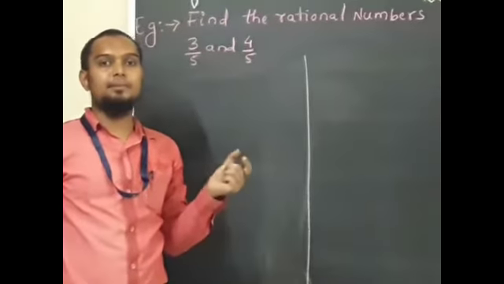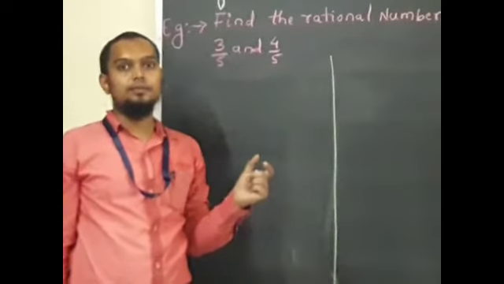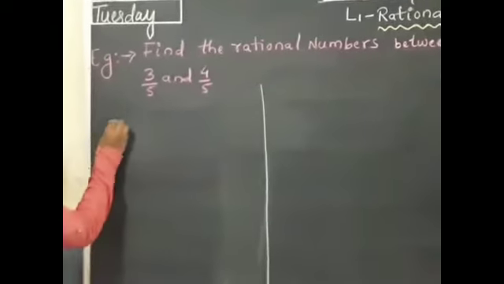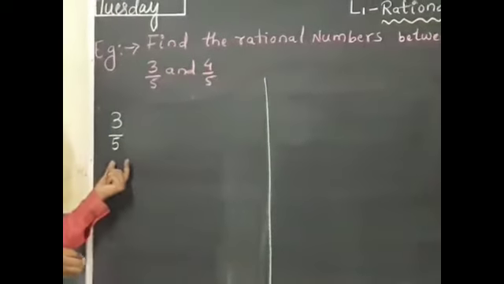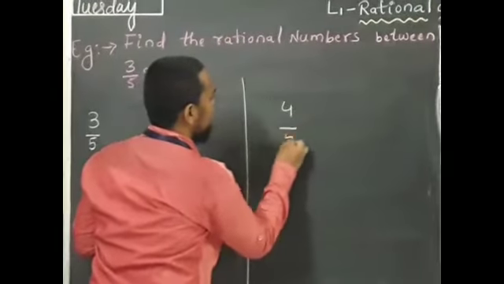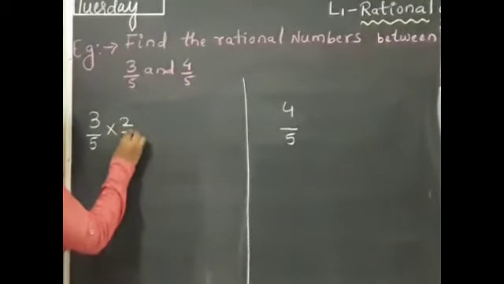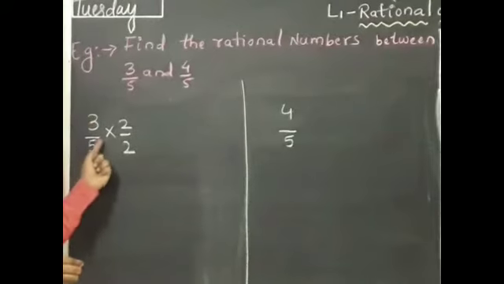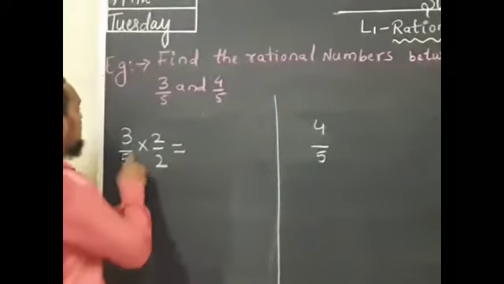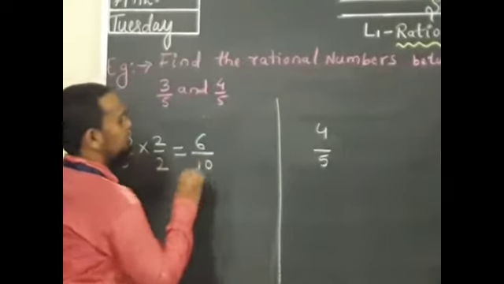Last class we discussed the infinite number of rational numbers between two rational numbers. For example, 3 upon 5 on one side and 4 upon 5 on the other side. Here, multiply 3 upon 5 by 2 upon 2, both numerator and denominator. 3 2s are 6, 5 2s are 10.